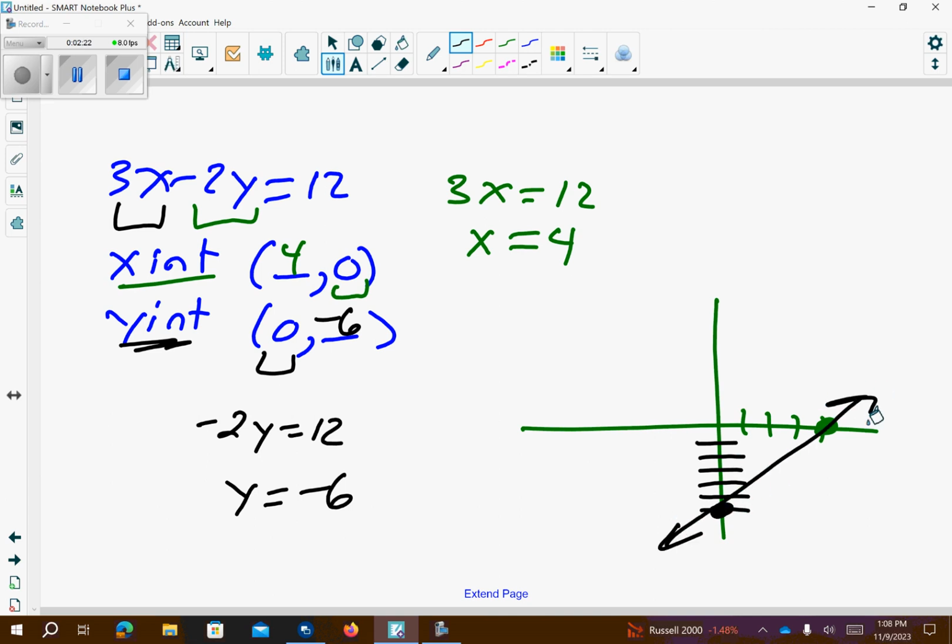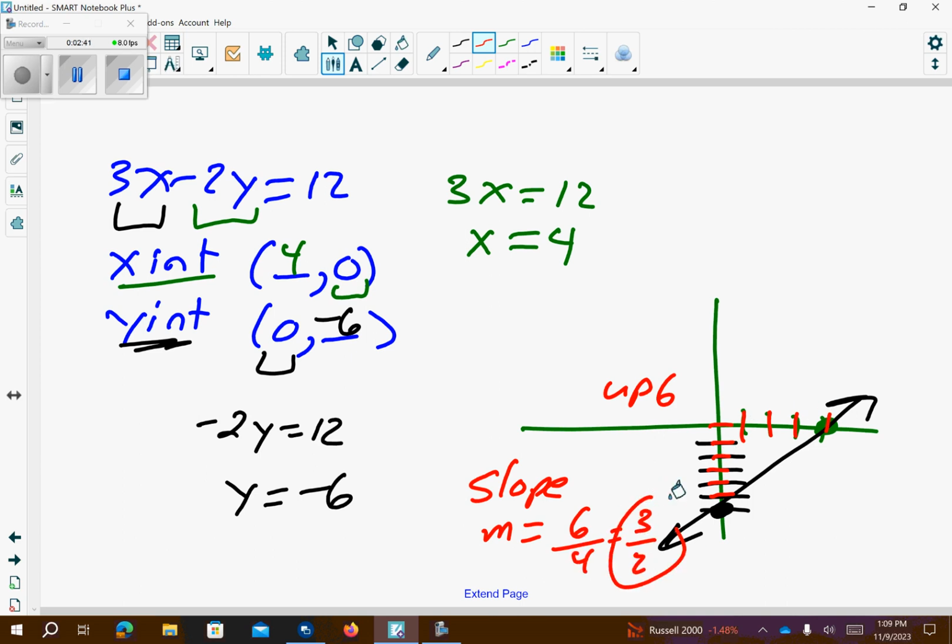Connect my 2 points, and then it's all done. I can easily find my slope from there. I'm going to count up 1, 2, 3, 4, 5, 6, so that's up 6. So my slope, which is m, is 6. And then I'm going to go right 1, 2, 3, 4, 6 over 4, which reduces to 3 over 2. Okay, I could also use my slope equation labeling this x1, y1, x2, y2, and plug into my slope equation. It's going to give me the same exact answer.